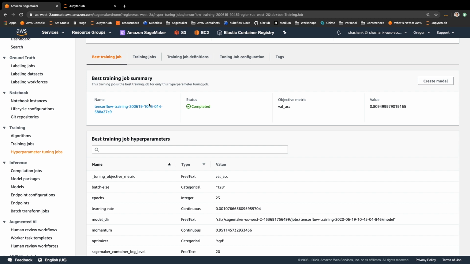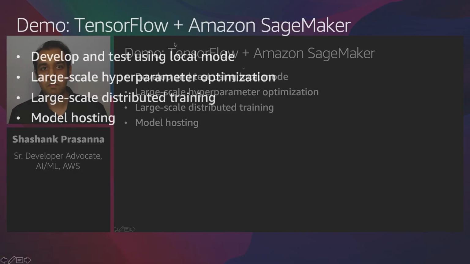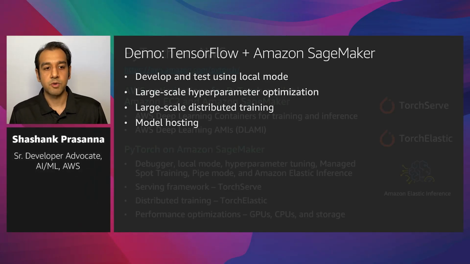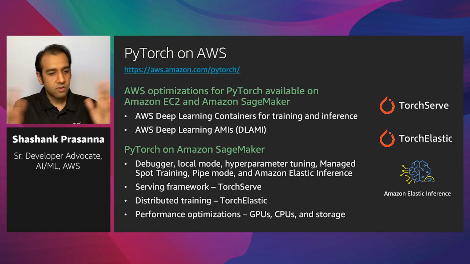I showed TensorFlow, but if you're using PyTorch or something else, it would be the same. MXNet would be the same approach. So moving on to PyTorch, specifically, again, you get the same optimizations I mentioned. You get the same benefits of running on SageMaker.